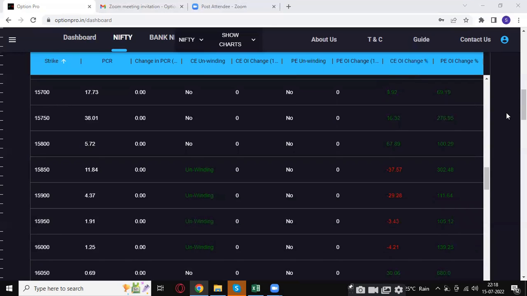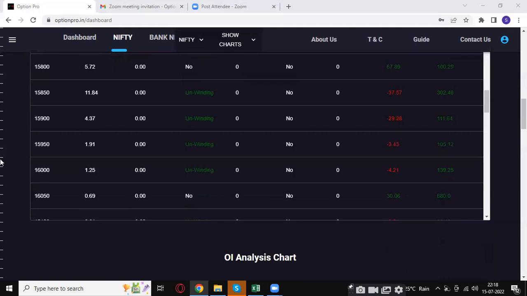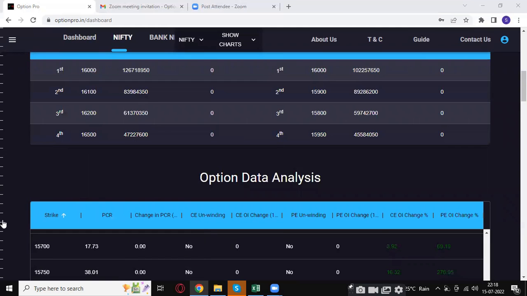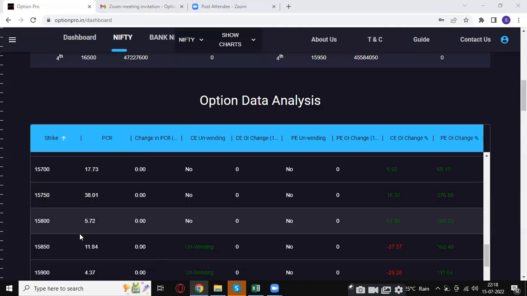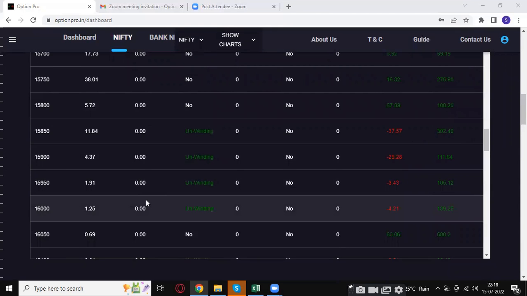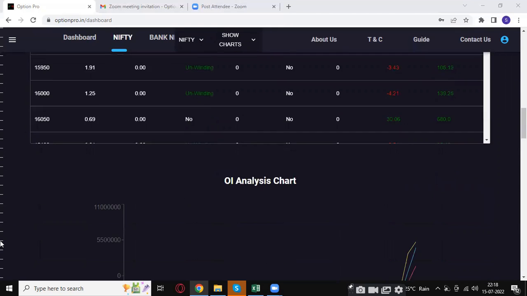Same, what COI change percentage happened today over the whole day, you can see here. Similarly, what POI change happened over the whole day. The P and C mean put and call, right? So you can see it for each strike. On this table you can see the strike price wise analysis, right? That will help you see what is happening strike price wise.